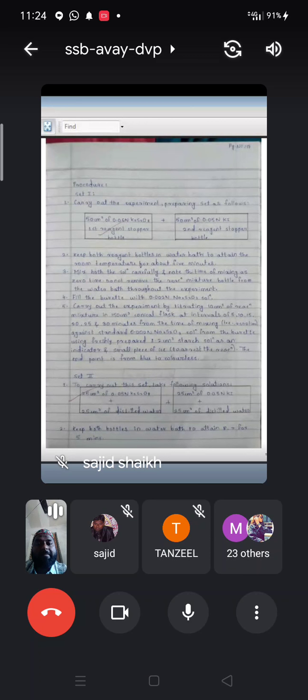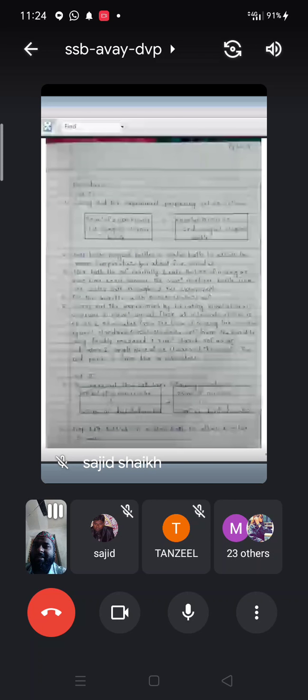Then we will mix both the bottles and note the mixing time as zero time. We will simultaneously fill the burette with the sodium thiosulfate. Once you fill it in set 1, it is not necessary to fill the burette again in set 2, but for this procedure's purpose that is given. Then again we do the same thing: we pipette out 10 cm³ of the reaction mixture at intervals of 5 minutes each.